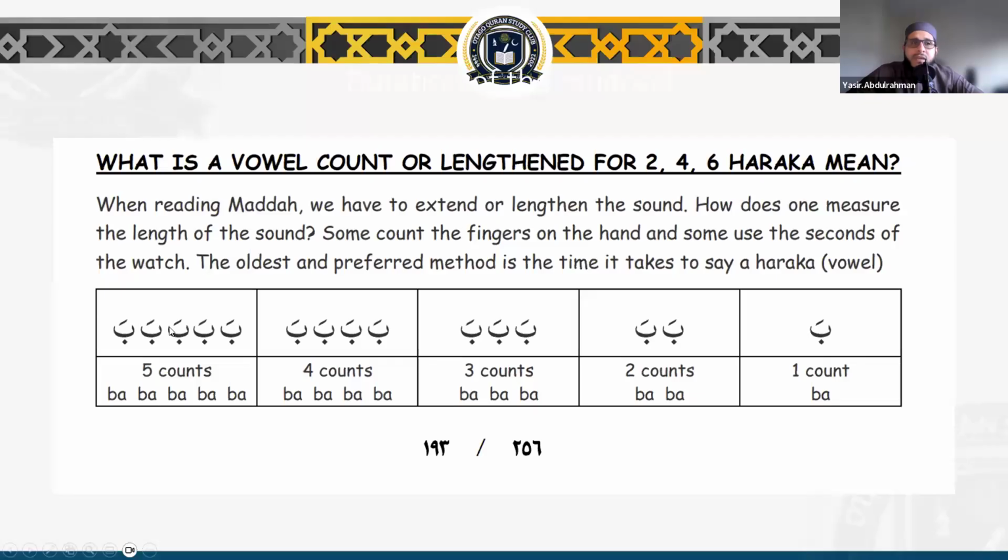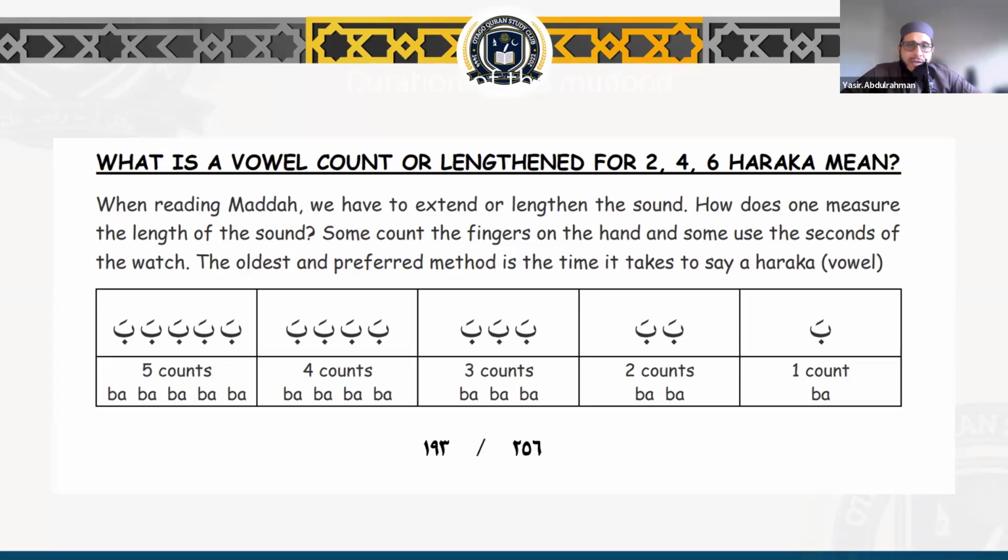A haraka is the period of time that's needed to pronounce a voweled letter with a fatha, dhamma, or kasra. Any haraka would do. So if you say ba, that's one haraka, one count. If you say baa, that's two counts. If you say baaa, that's three counts, and so on. So that's when we say make the mad one haraka, make the mad two haraka. It's the time it takes to pronounce a voweled letter. And we said before, if you remember, voweled letters all take the same time to pronounce in the same recitation mode.